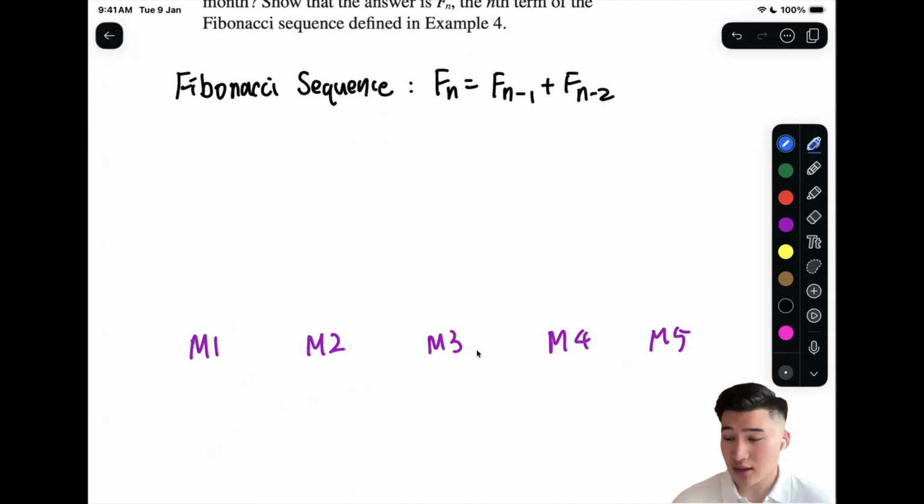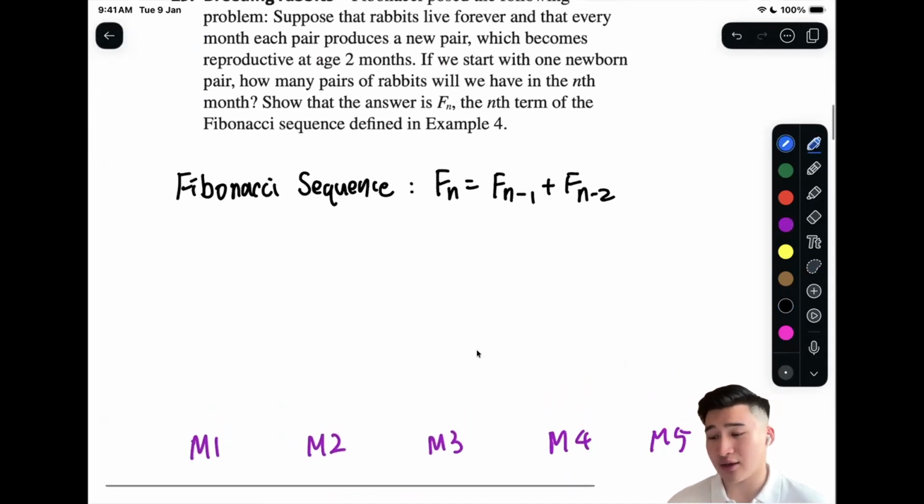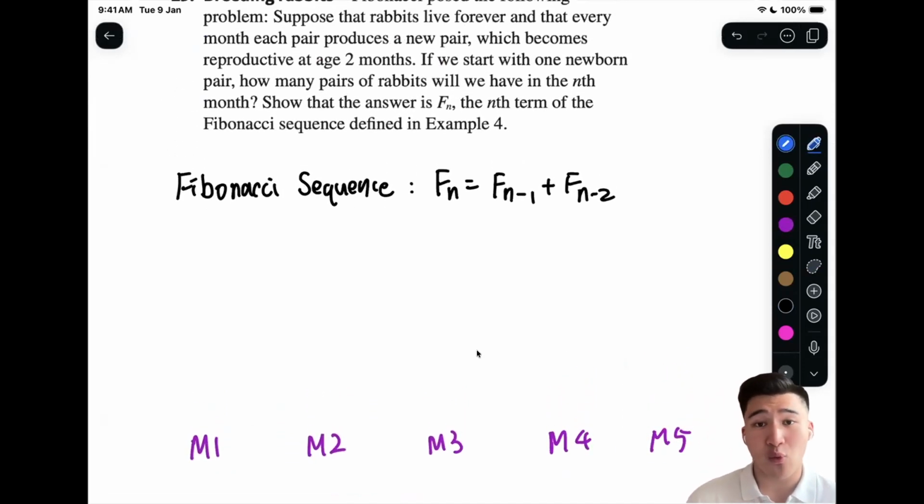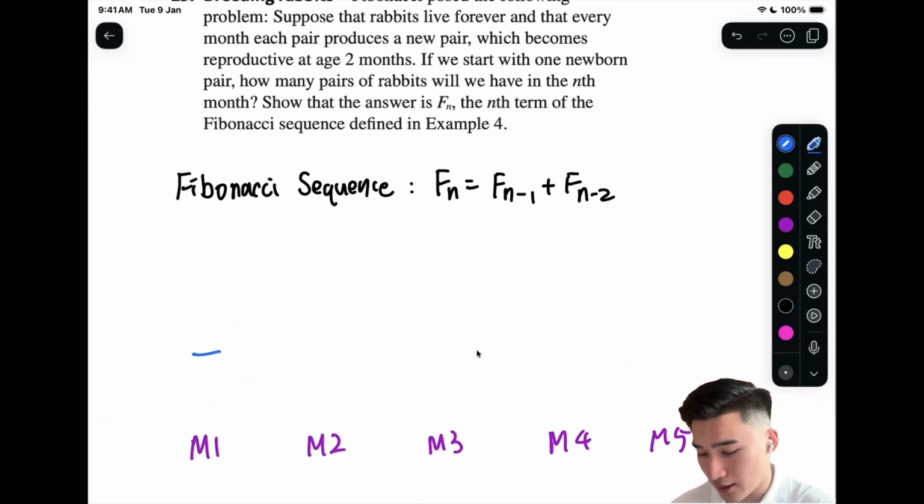So the question gave us that in the first month, there will be one pair. So we draw one pair, but that pair is a newborn pair, right? We know that we have to wait for 2 months in order for that pair to be reproductive. So month 1, they're not reproductive. Month 2, they're not reproductive. And in month 3, they will become reproductive.